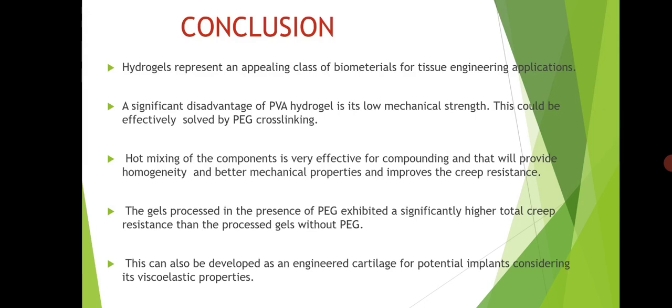At last, conclusion. Hydrogels represent an appealing class of biomaterial for tissue engineering applications. A significant disadvantage of PVA hydrogel is its low mechanical strength. This could be effectively solved by the PEG cross-linking. Hot mixing of the components is very effective for compounding and that will provide homogeneity and better mechanical properties and improve the creep resistance. The gels processed in the presence of PEG exhibited a significantly higher total creep resistance than the processed gel without PEG.